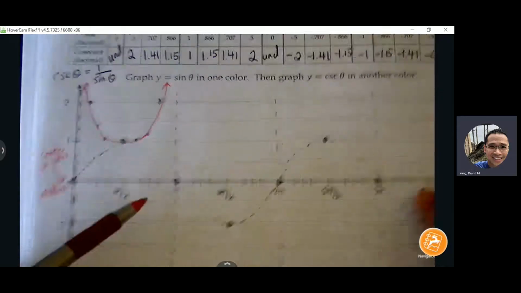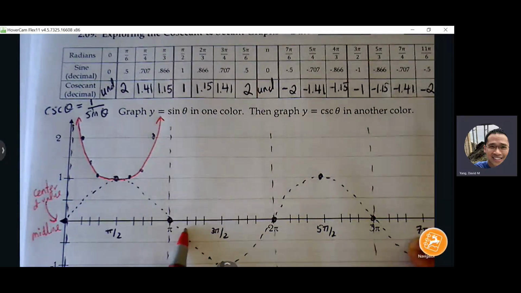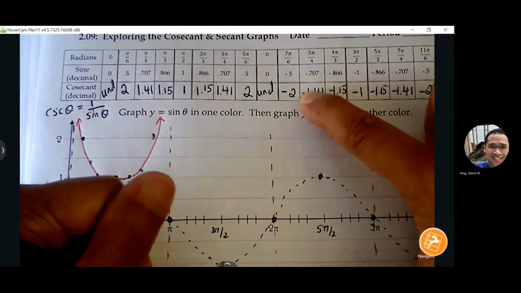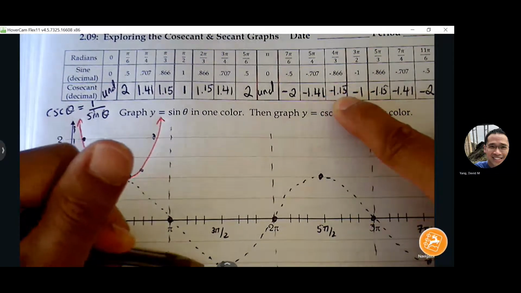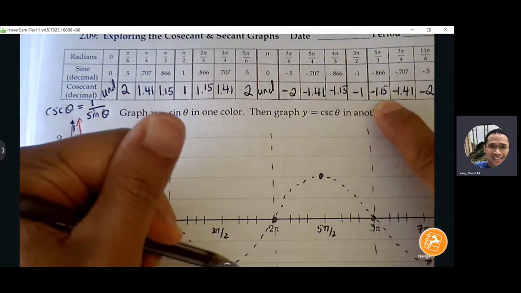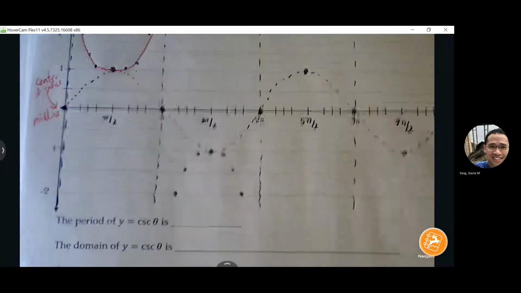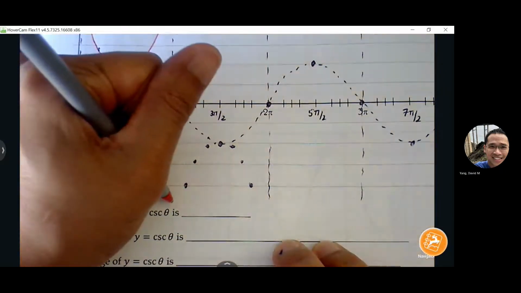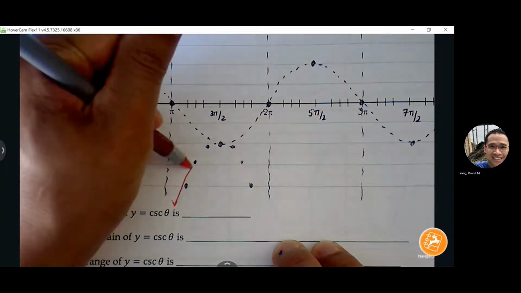Now let's finish out this cycle here. So from pi onward, we're going to go to 7 pi over 6. The tick mark after pi is 7 pi over 6. We're going to go all the way down to -2. Negative 1.41. Negative 1.15. Negative 1.15. Negative 1.41. Negative 2. And so if we connect those dots, what does that look like as well? Parabola-shaped graph, but now it's opening down. Yep.